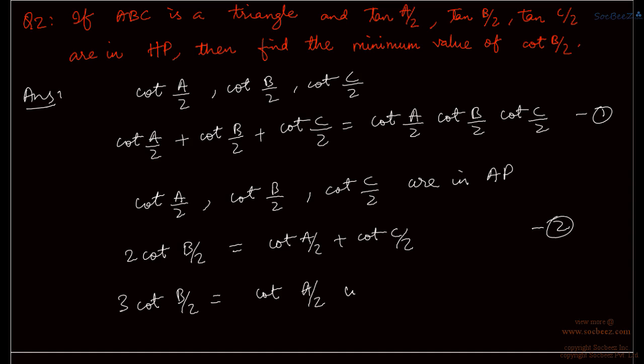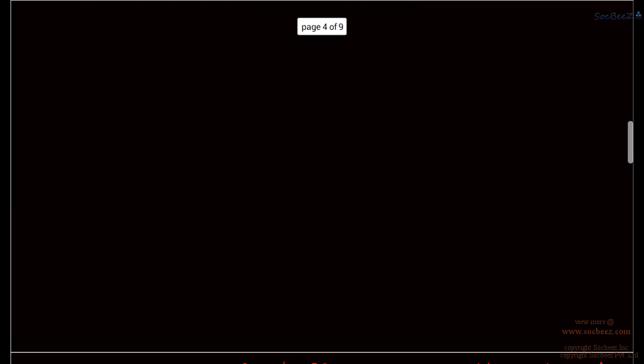So 3 cot B/2 is equal to cot A/2 into cot B/2 into cot C/2. Now the maximum value of B: B cannot be 180 degrees, hence B/2 cannot be 90 degrees. The maximum value of B/2 is still less than 90 degrees. So cot B/2 will never be equal to 0. Hence we can cancel this, and we have the relation cot A/2 into cot C/2 is equal to 3.